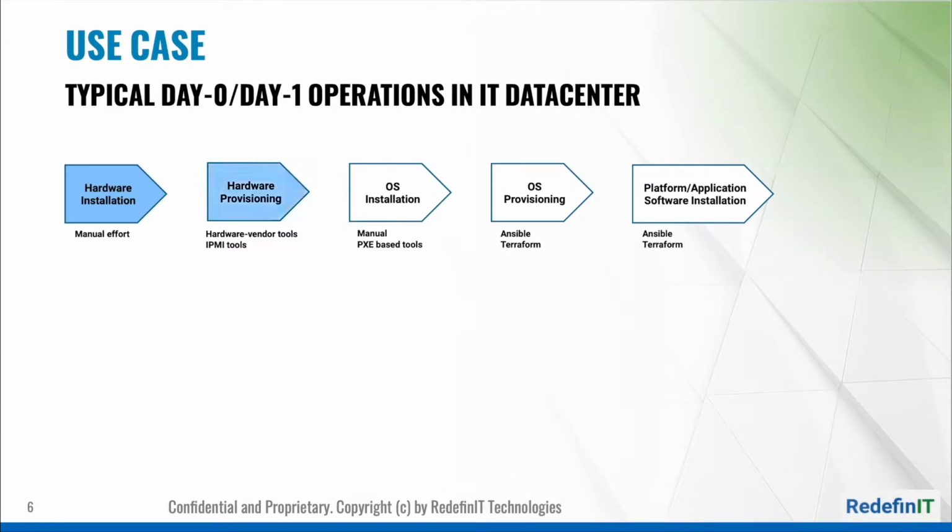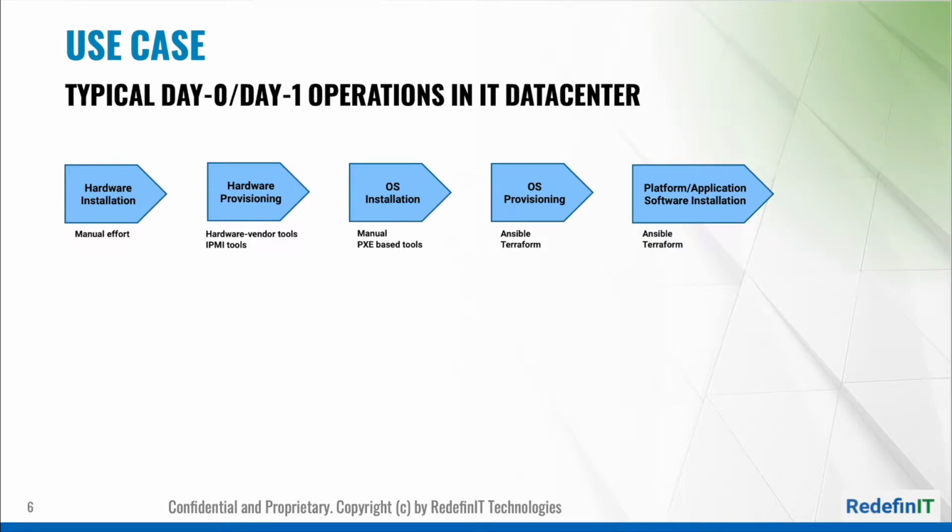The next step is the hardware provisioning for BIOS settings, firmware updates, local RAID configurations, etc. There are good hardware vendor provided tools to do this. Also, this can be achieved using IPMI tools. The next step is OS installation. This is where we have seen most customers considering this as a key pain point and a gap in achieving truly end-to-end automation. PXE-based tools are widely used for OS installation automation. However, they come with several limitations.